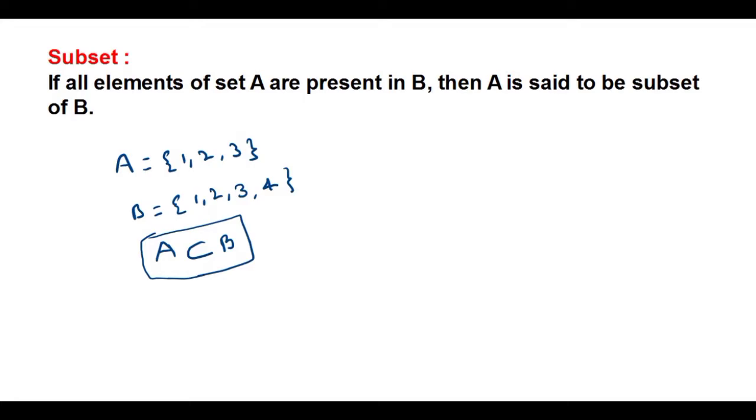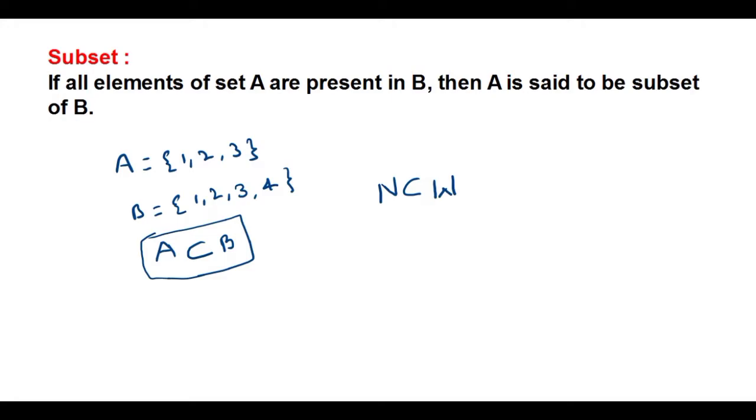For example, the natural numbers are a subset of the whole numbers, because all the natural numbers are there in the set of whole numbers. So how to write that? Like this. These are the examples for this. Like this we can take any example. I hope you understood what a subset is.